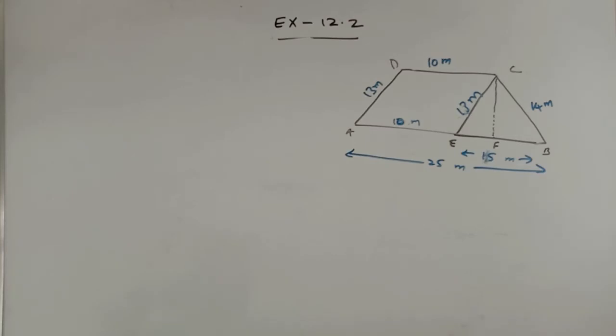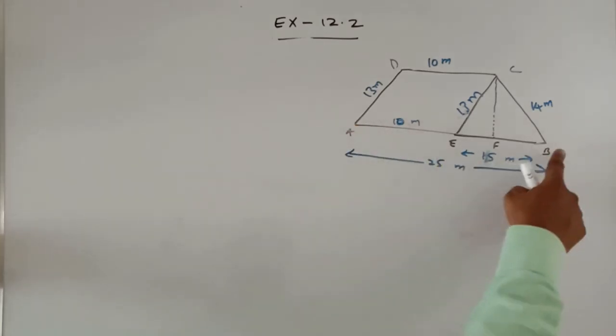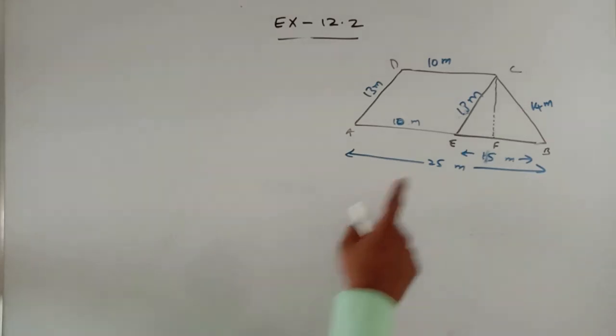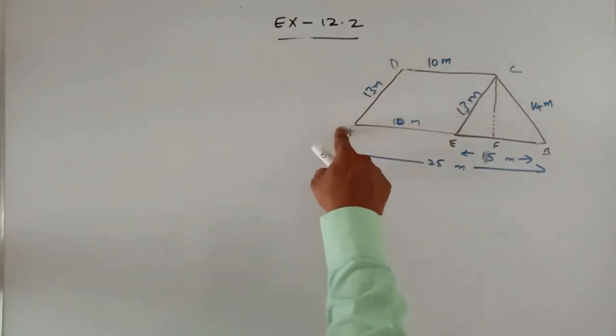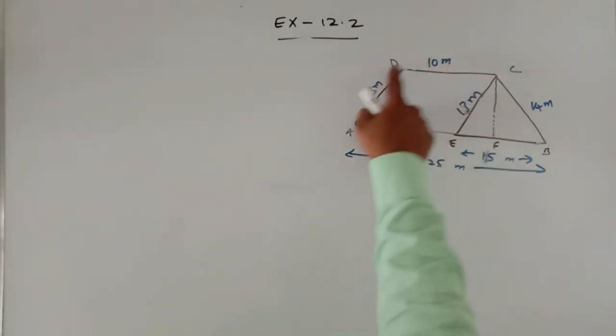Children, the ninth question. A field is in the shape of a trapezium whose parallel sides are 25 meters and 10 meters. The non-parallel sides are 14 and 13 meters. Now find the area of the field. The total area I need to calculate.